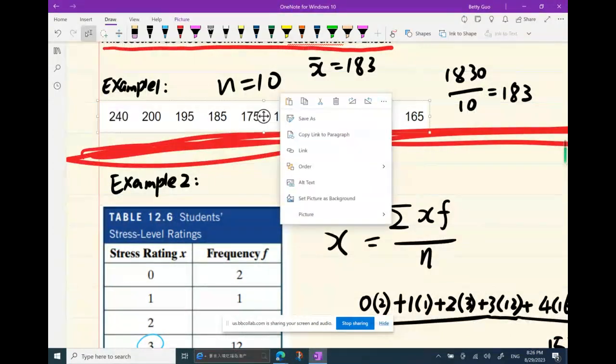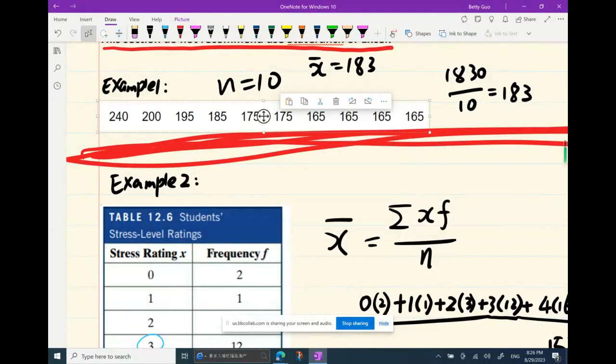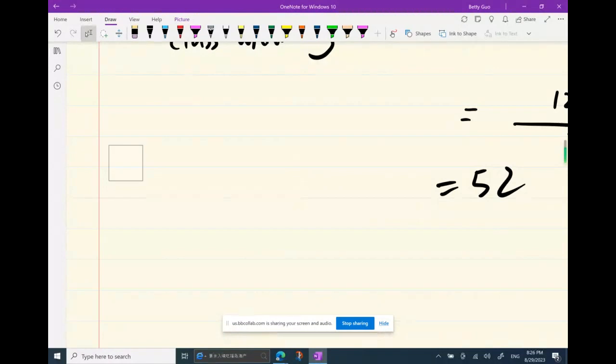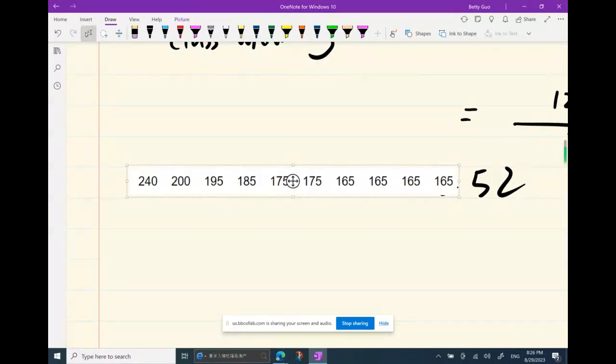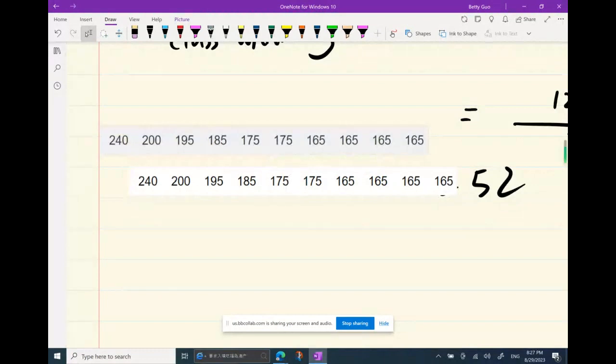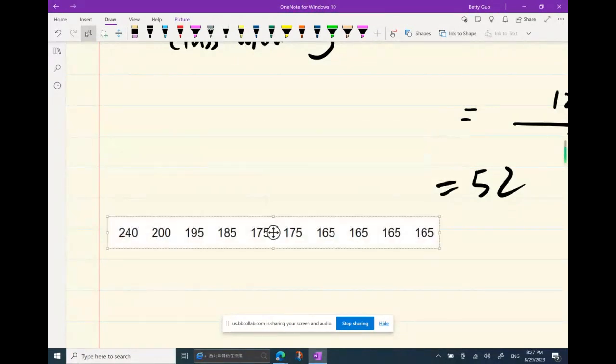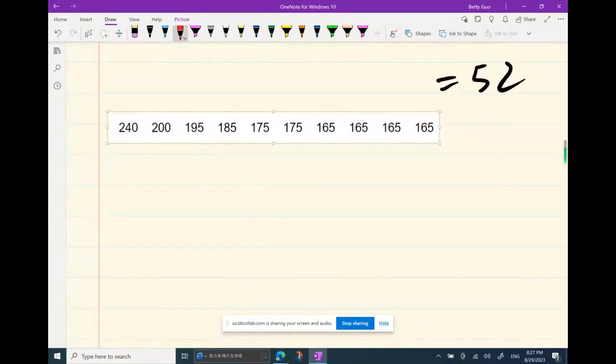Okay, let me copy this and then paste. This time we are going to use this example to find the median. We're not finding mean anymore, we're finding median. Very important, when we find the median, we have to sort the data. Normally we go ascending order, okay?